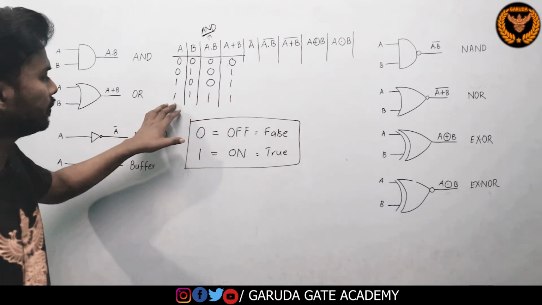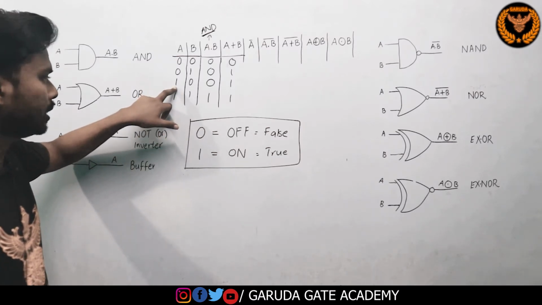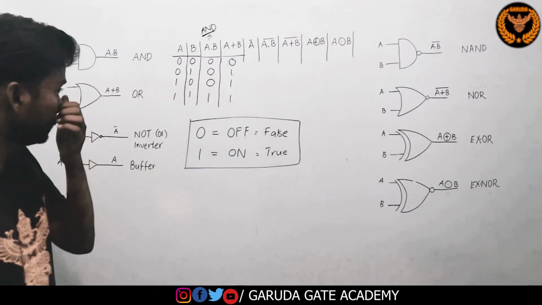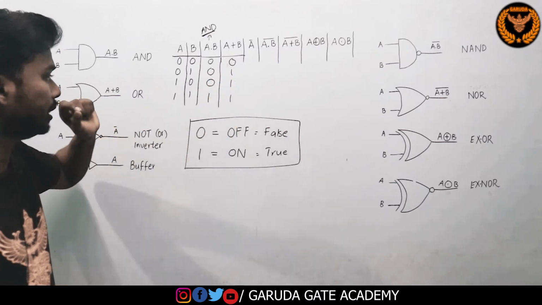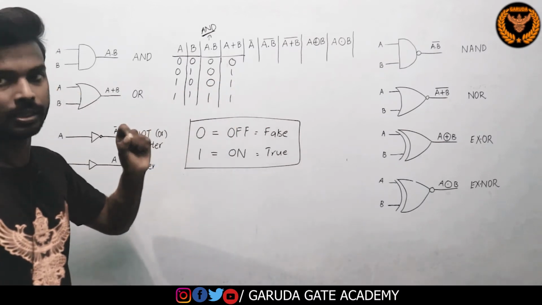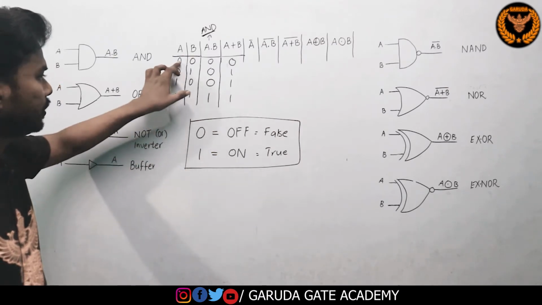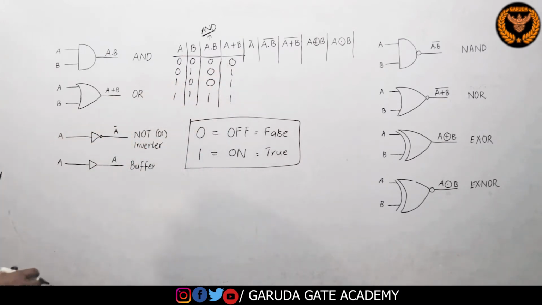So if you see here, we have 2 ones, so no problem. So here we have single 1, so output is 1. Here we have 1, so output is 1. So in the OR gate, if any one of the inputs is 1, then you will have the output as 1. If both of them are 0, then only it will be 0. That is the case for OR.